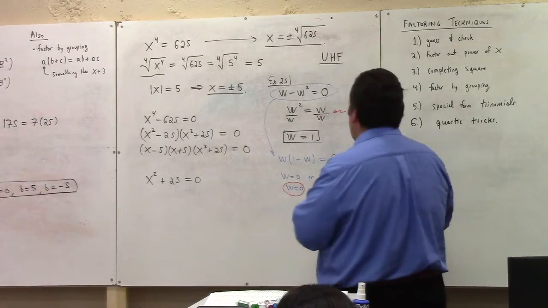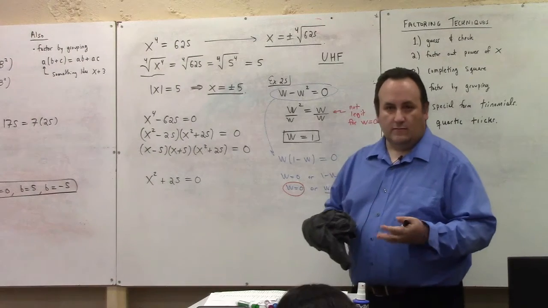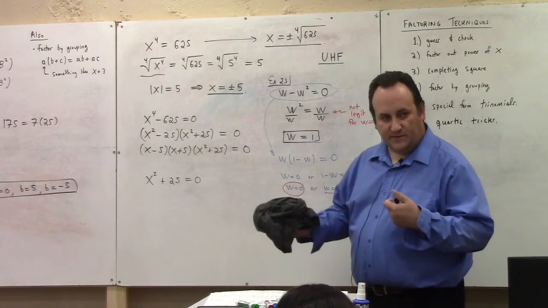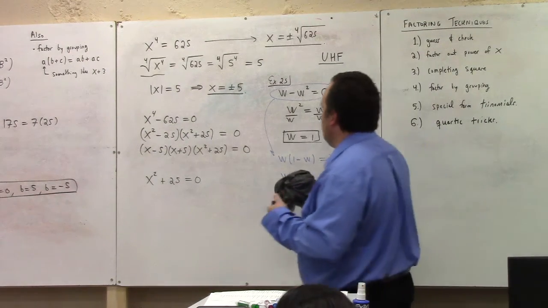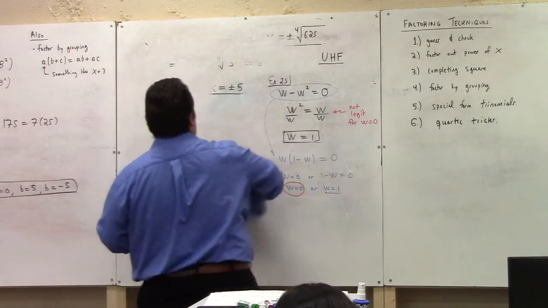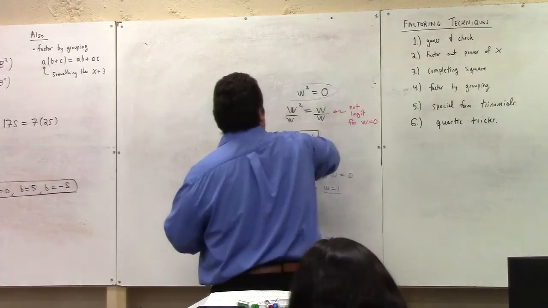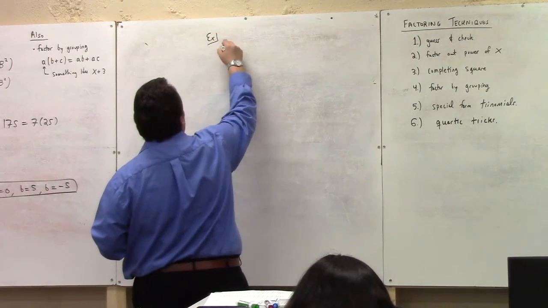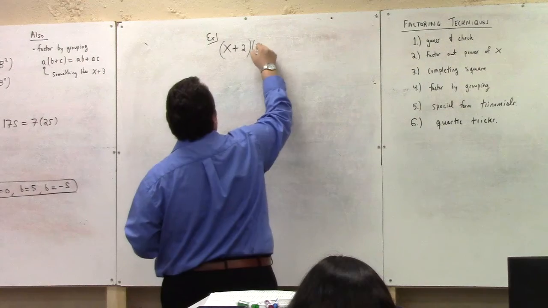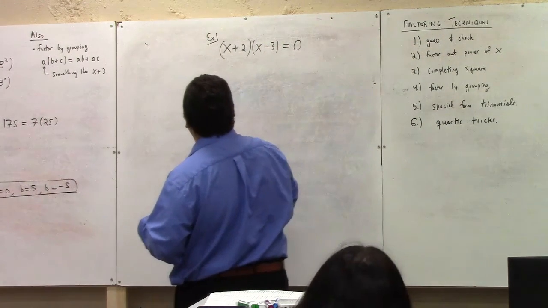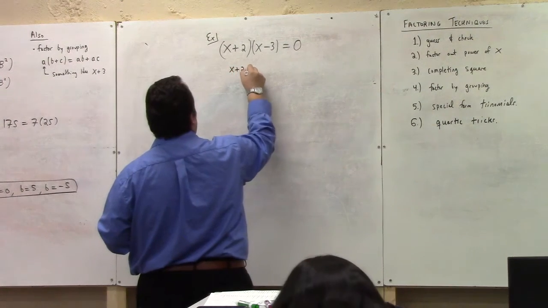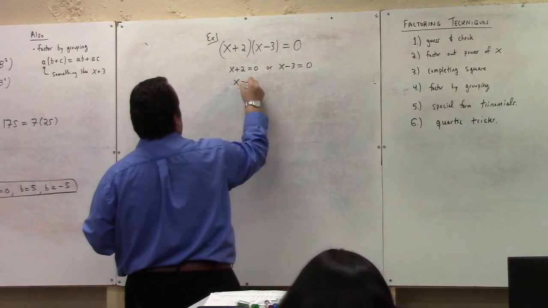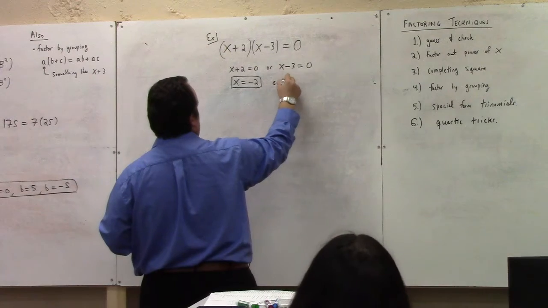Something I need you guys to pay special attention to: when we're solving equations, the number is opposite in sign of what appears in the factoring. Let me write down some examples to drive this point in. If I have x plus 2 times x minus 3 equals 0, that means that x plus 2 equals 0 or x minus 3 equals 0, which tells me that either x is equal to minus 2 or x is equal to 3.